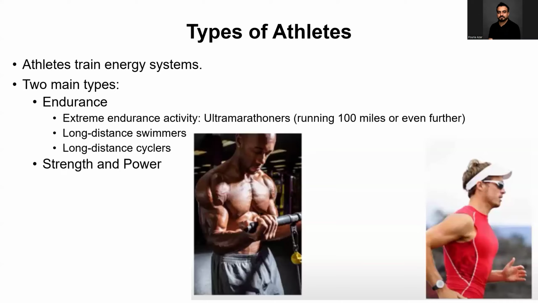So recall this, remember this point, there are two main types of athletes. Other than the three types we talked about, like recreational, well-trained, and elite athletes, these are the two main types. We have endurance and strength and power.